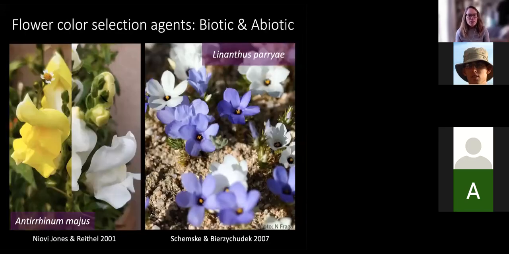So the obvious question to ask is then what drives this observed variation? There are two main flower color selection agents. First is biotic, and the second is abiotic. I give the example of snapdragons here for pollinators maintaining polymorphisms, but there are loads of examples in the literature and all around us. I just really happen to like snapdragons, so I thought I'd showcase them here.